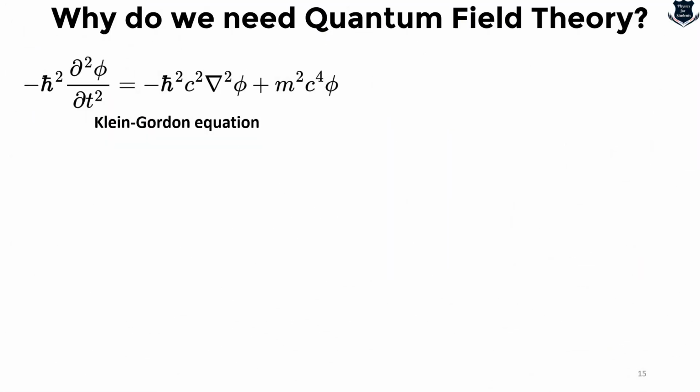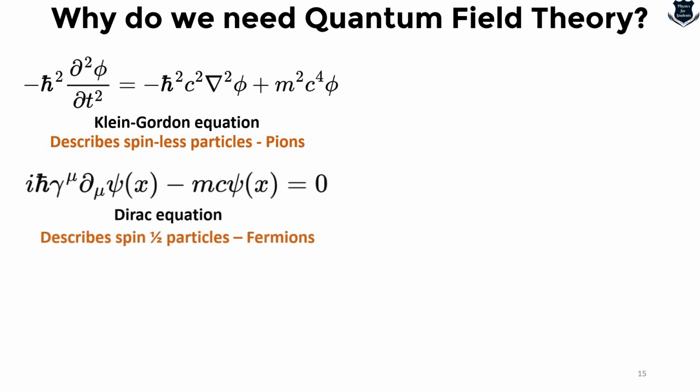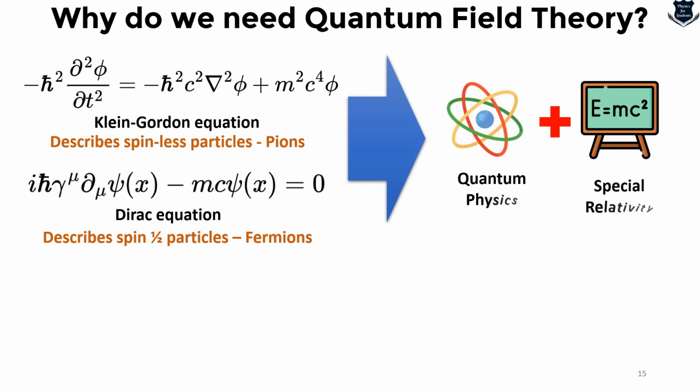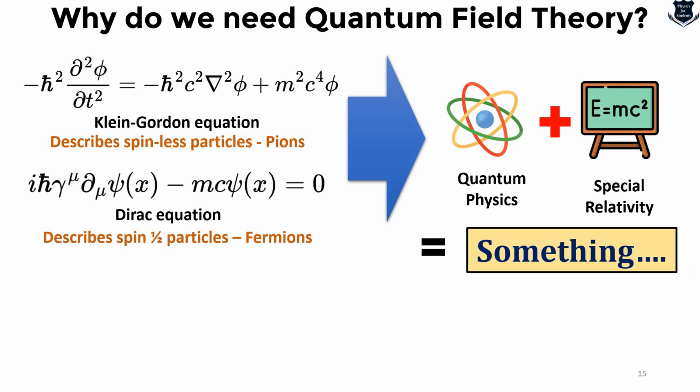Let us see. The Klein-Gordon equation describes spinless particles, which can be called pions. And the Dirac equation describes spin-half particles, which are fermions, which follow the Bose-Einstein statistics. Fermions follow the Fermi-Dirac statistics, I'm so sorry. So the Klein-Gordon equation as well as the Dirac equation were trying to unite quantum physics and special relativity into something. We don't know what that something is. Remember, this something is actually quantum field theory.